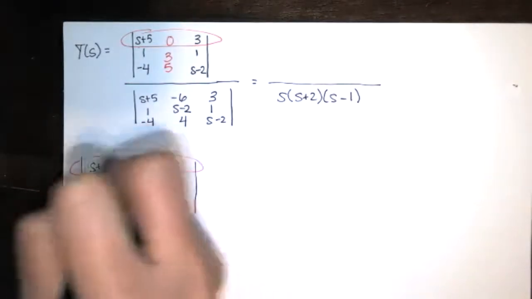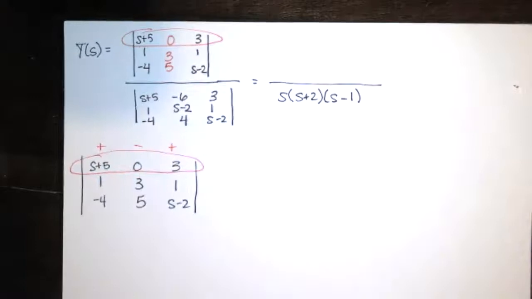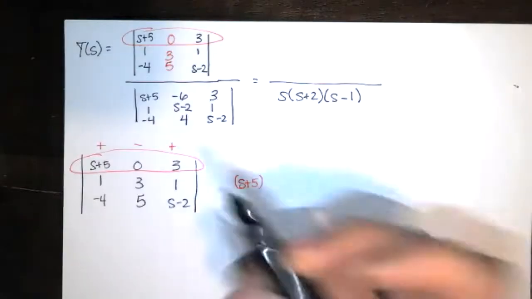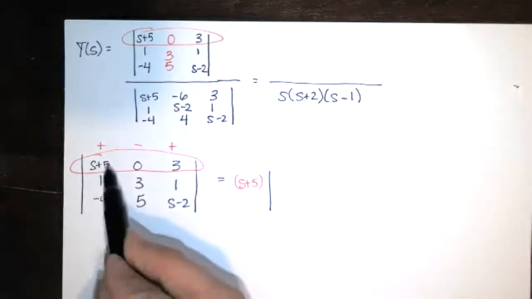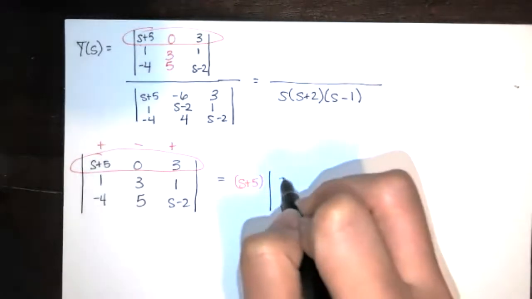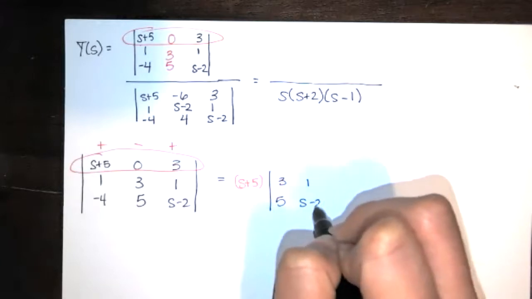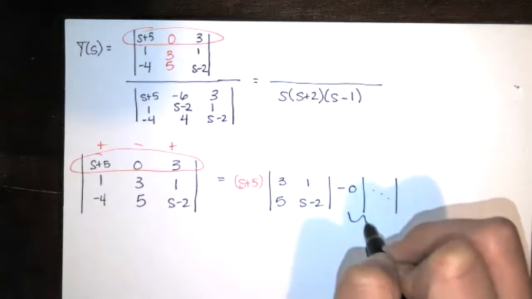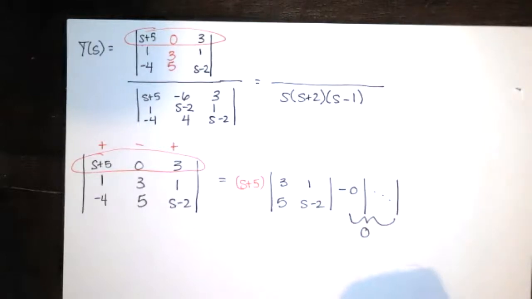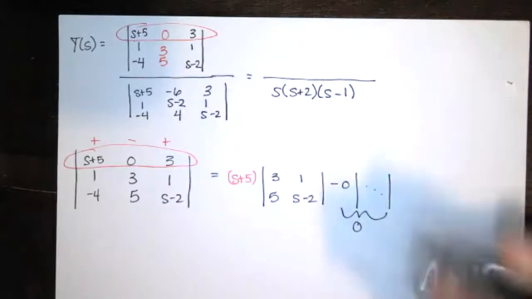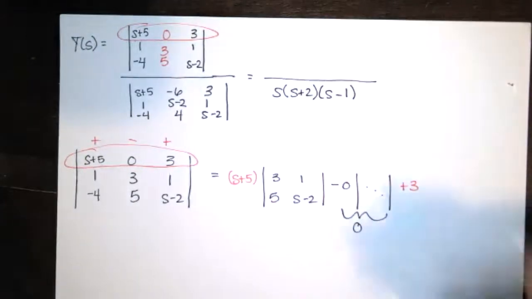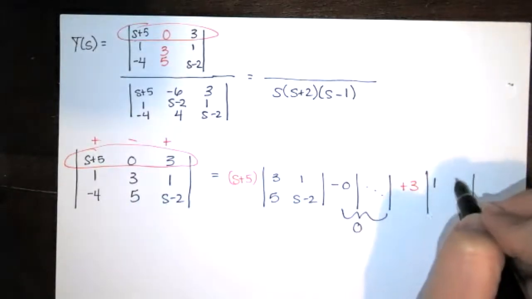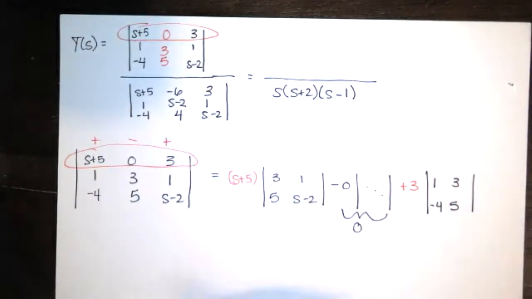Expanding along the top row, plus minus plus. It's going to give us a positive s plus 5 times the 2 by 2 that comes from crossing out this row and this column. So I'll have a 3, a 1, a 5, and an s minus 2. Then we're subtracting 0 times something. It doesn't matter what that is because it's just going to be 0 when we multiply it by 0. And then we have plus 3 times the determinant that comes from crossing out the row and the column containing the 3. So we have a 1, a 3, and negative 4, and a 5 there.